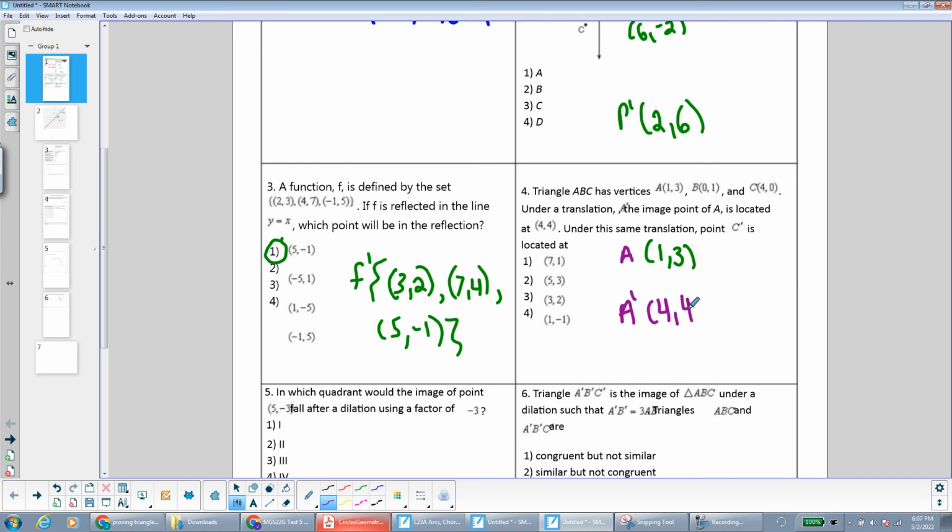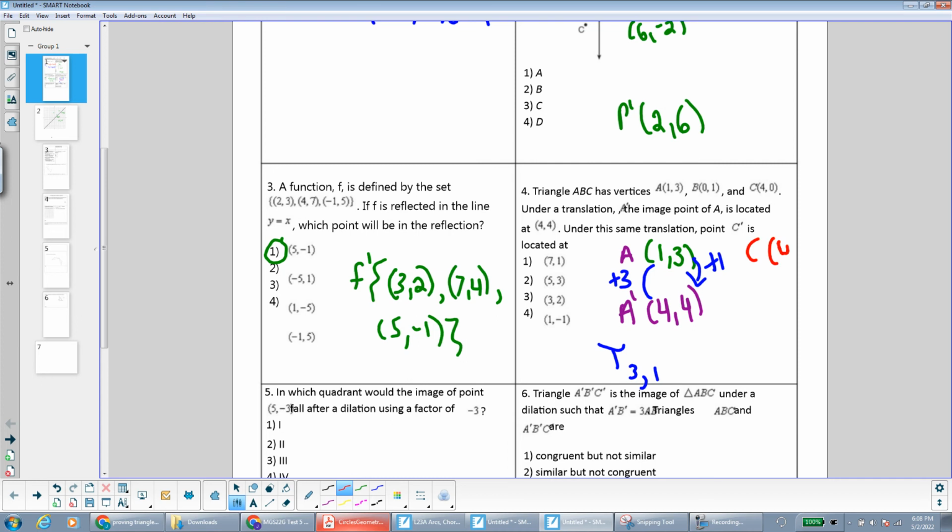what happened. So for our x coordinates, we added 3 to get from 1 to 4. And for our y coordinates, we added 1. So this is a translation of 3, 1. Add 3 to the x coordinates, add 1 to the y coordinates. So we're just going to apply that same translation to point C.